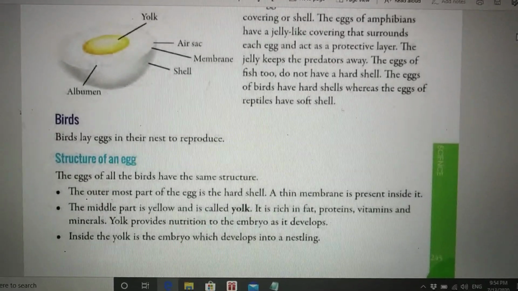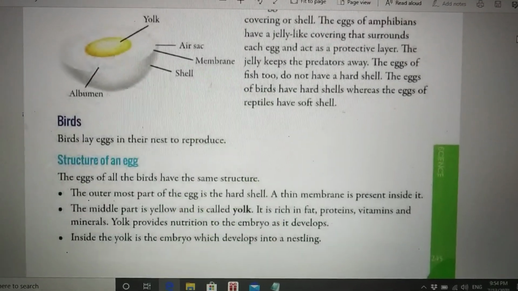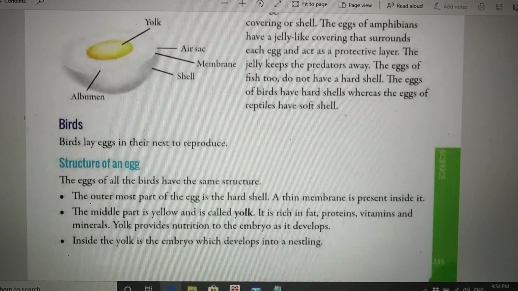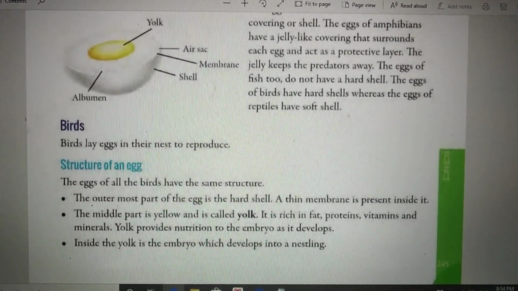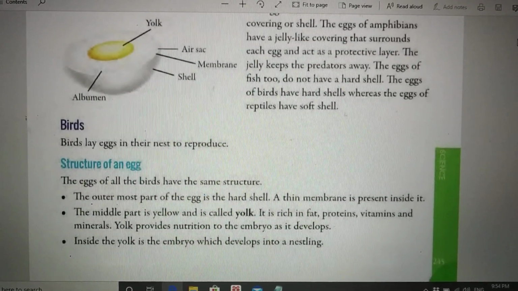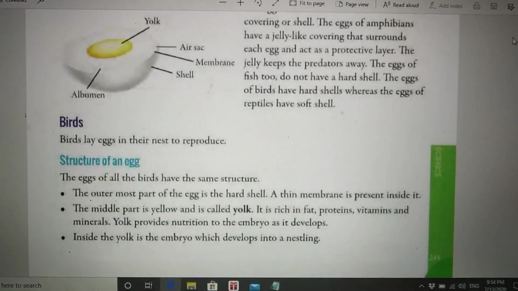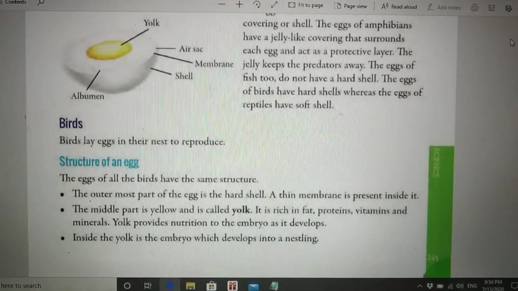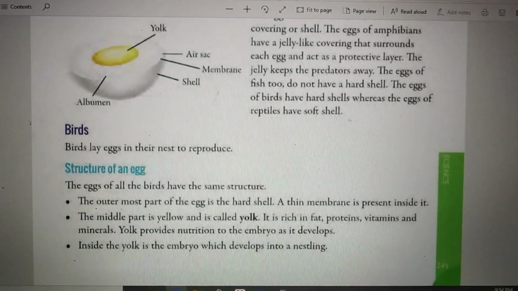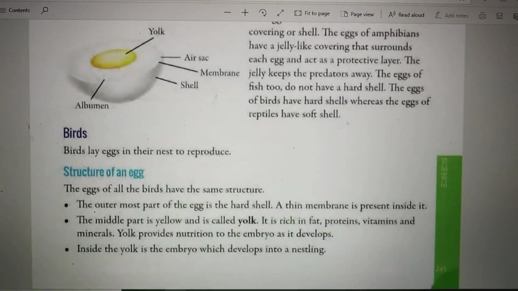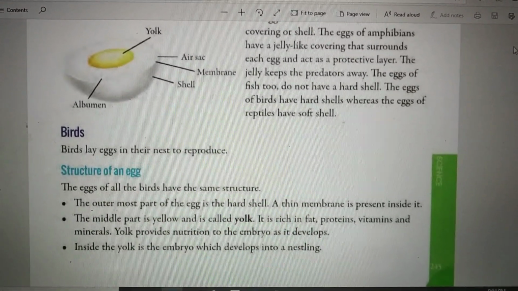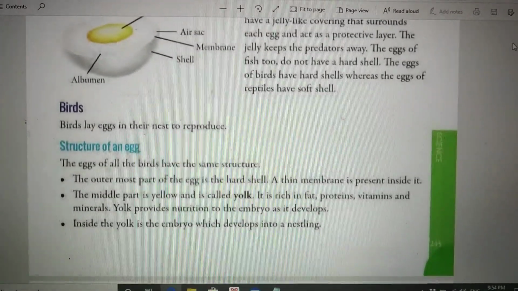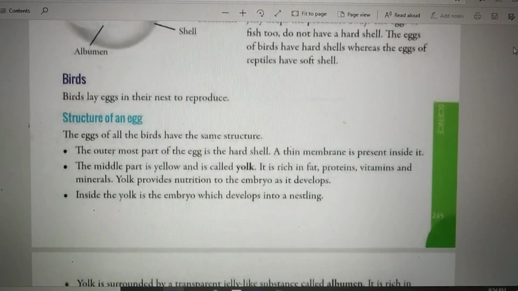The middle part is yellow and it is called yolk. It is rich in fat, protein, vitamins and minerals. Yolk provides nutrition to the embryo as it develops. Embryo is the growing child which is inside the egg. Inside the egg, the embryo develops into a nestling. Nestling means a small baby bird.